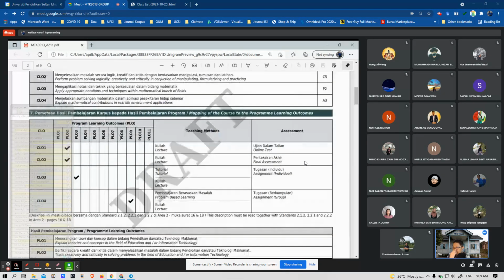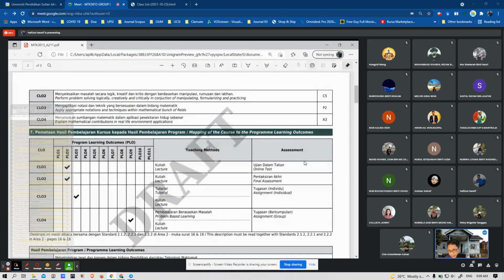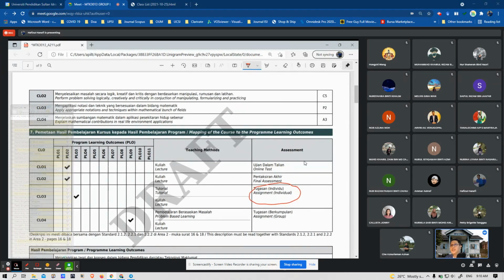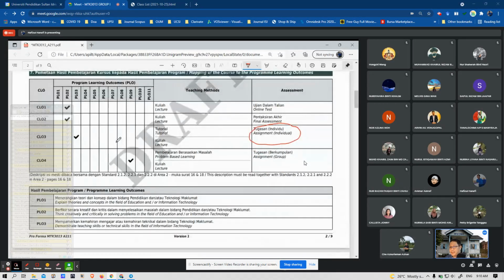We have 4 here. First is the online test, which your coordinator will set up. Then we have the final assessment, then an individual assignment, and lastly a group assignment. How many students? I think 3 to 4 group members.